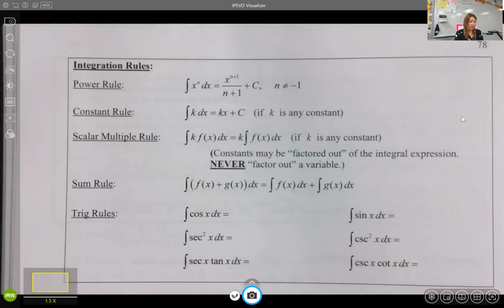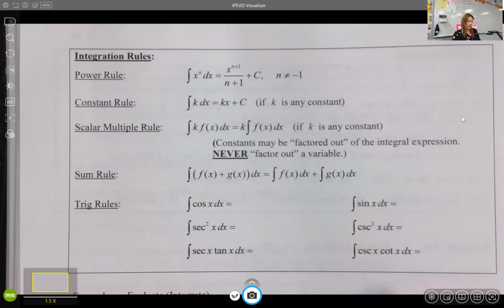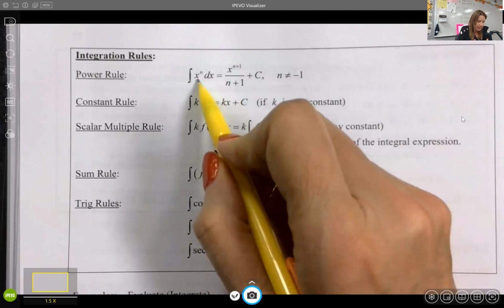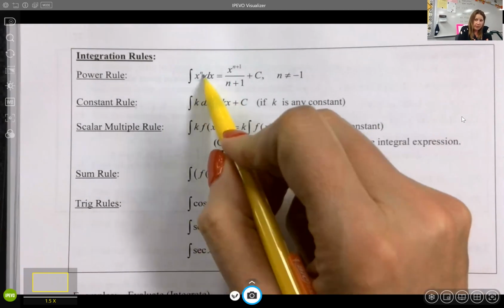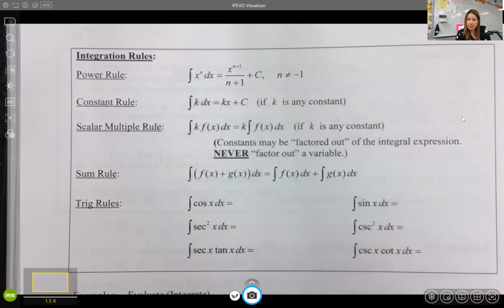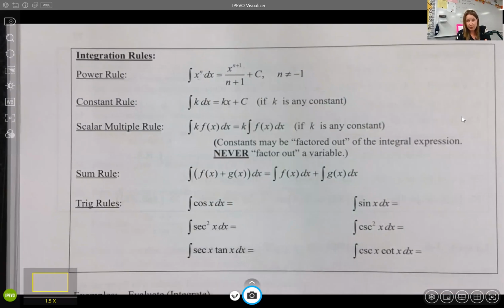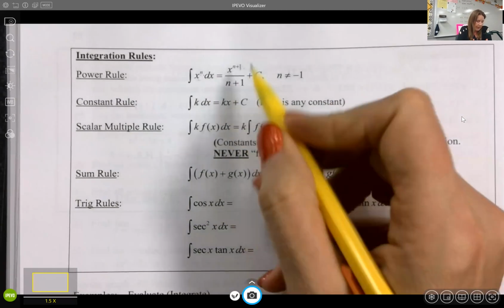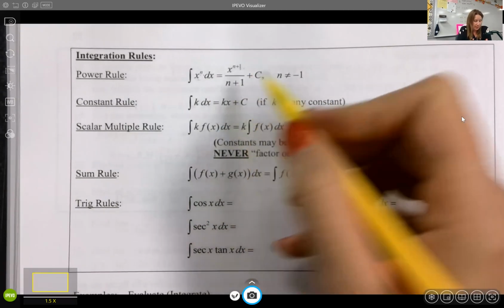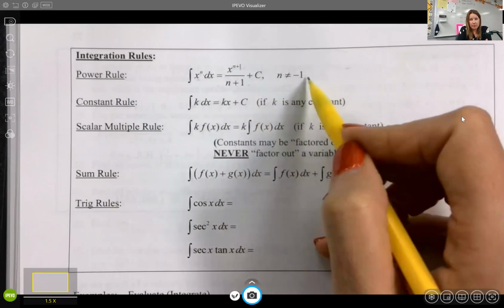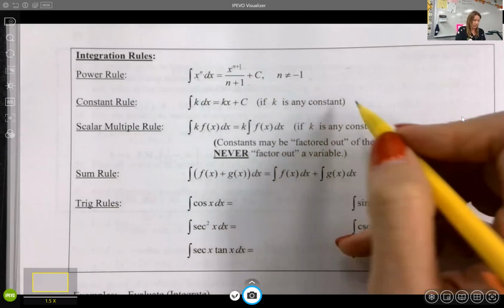First of all, we have the power rule. The power rule is where I have x to the n. When I take the integral of x to the n, I'm going to increase that power by 1. We're going backwards from when we did the derivative. Remember when we did the derivative, we subtracted 1 from the power. So now we're going to add 1 to the power, but then I have to remember to divide by that same n plus 1, because when I took the derivative, I brought the power down in front. So we have to go backwards.